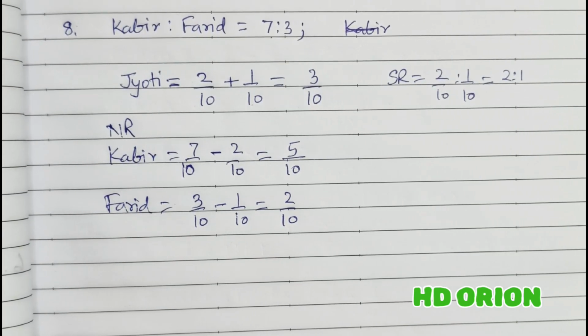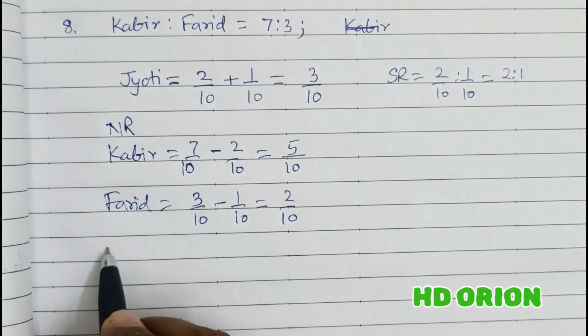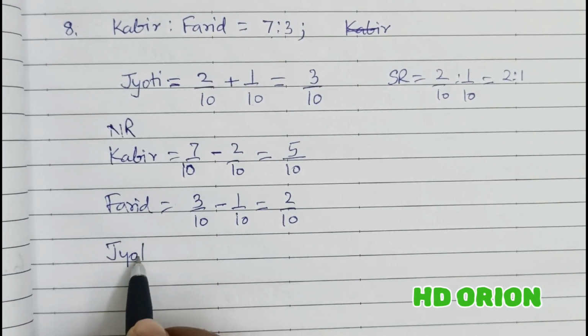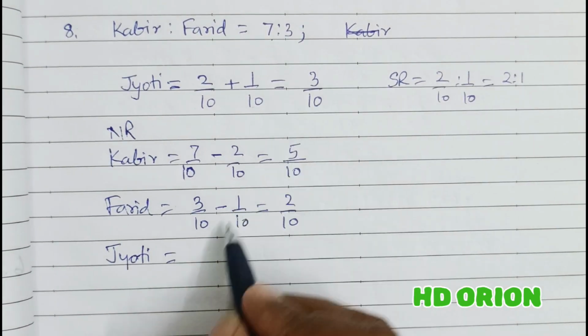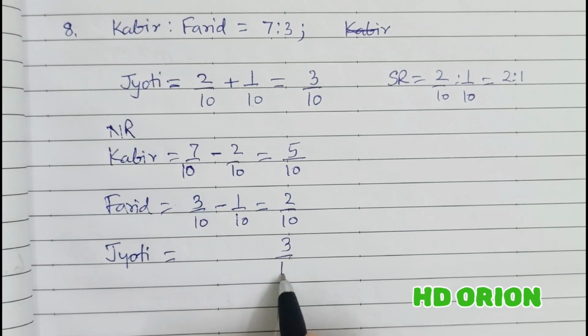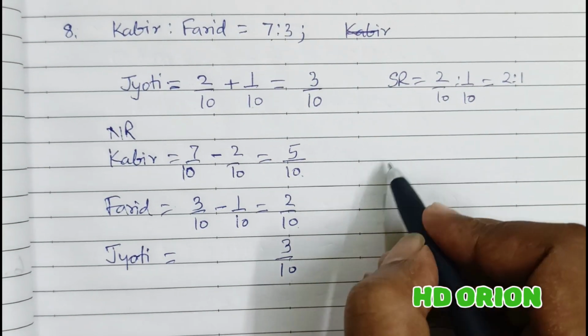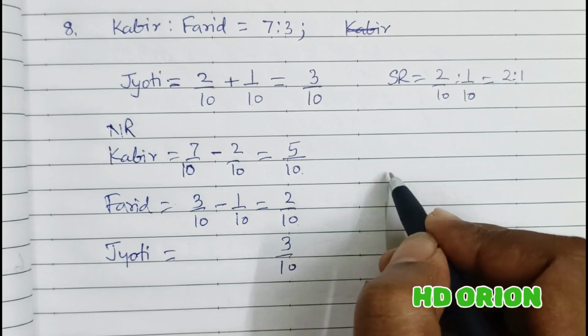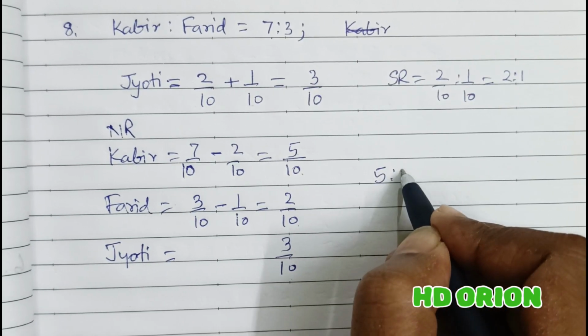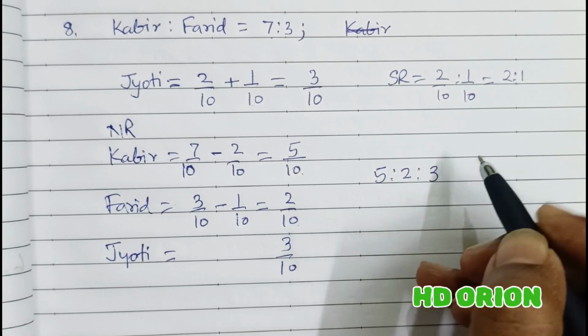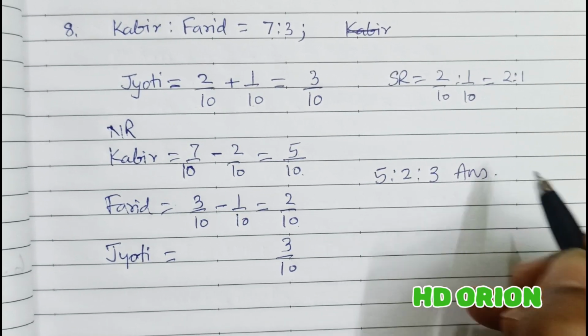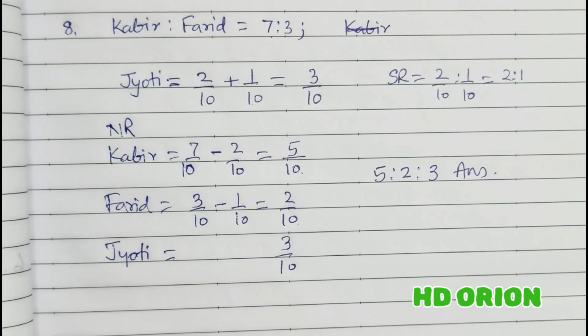profit for Farid. And we know what Jyoti is getting. Jyoti is getting 3/10. So the denominator is 10. So the numerators will be our profit sharing ratio. So this is the answer.